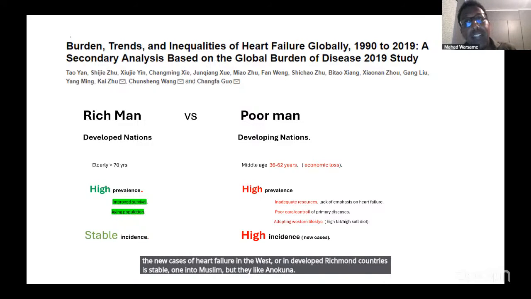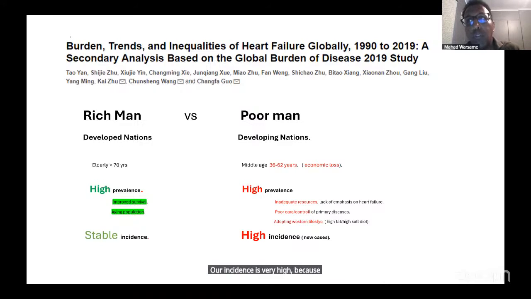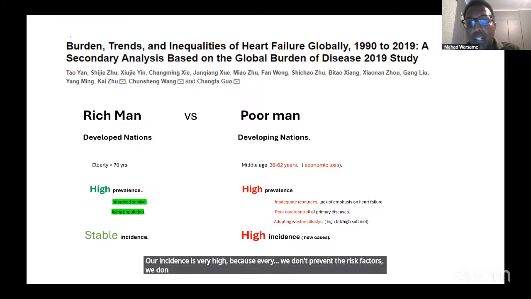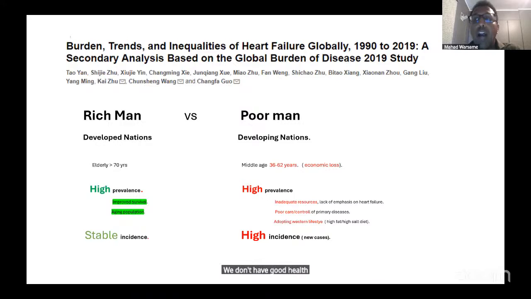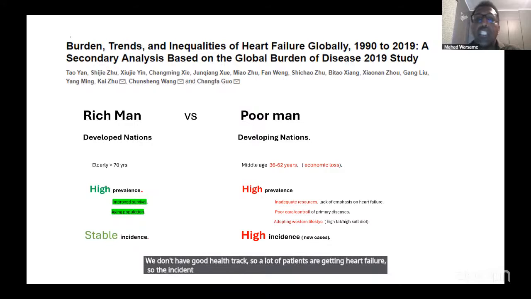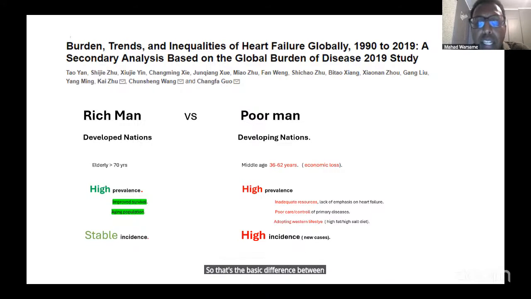Our incidence is very high because we don't prevent the risk factors. We don't have a good health system. We don't have good health practice. So a lot of patients are getting heart failure. So the incidence, new cases, is increasing. So that's the basic difference between heart failure in developed countries and in developing nations.